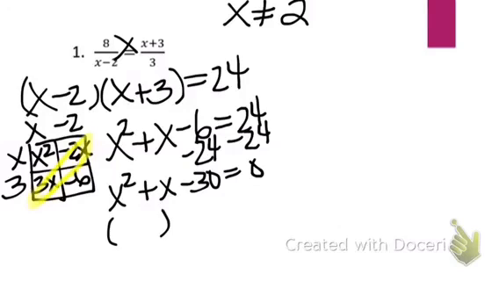Now I can go ahead and factor. So I want to know what multiplies to give me negative 30 and adds to give me 1, because that is my b. So in this case, it's going to have to be 5 and 6.